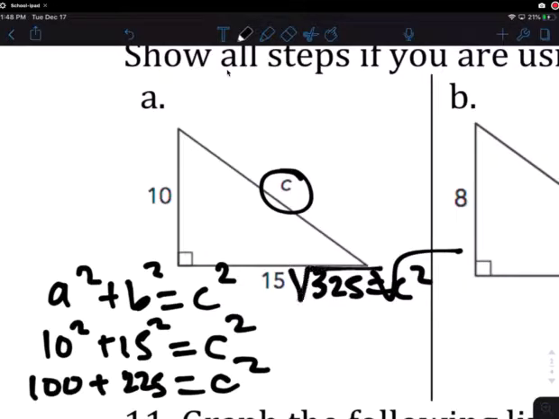C then is equal to the square root of 325, which is 18.02, so C is 18.02, so it's 18.0. The 2 stays the same.